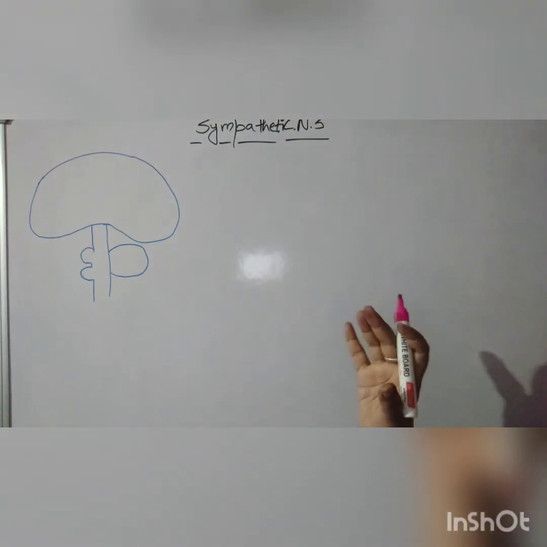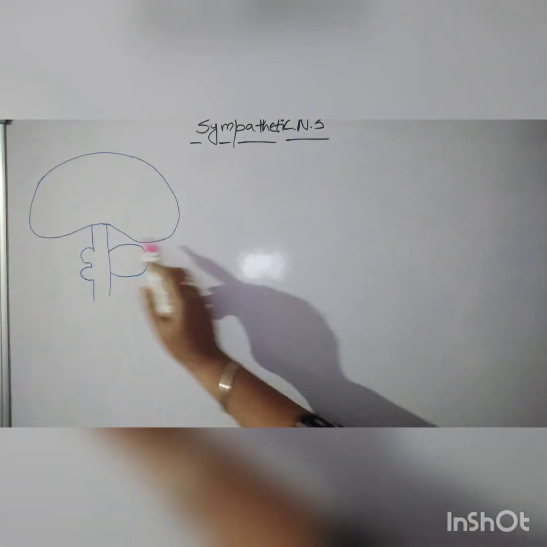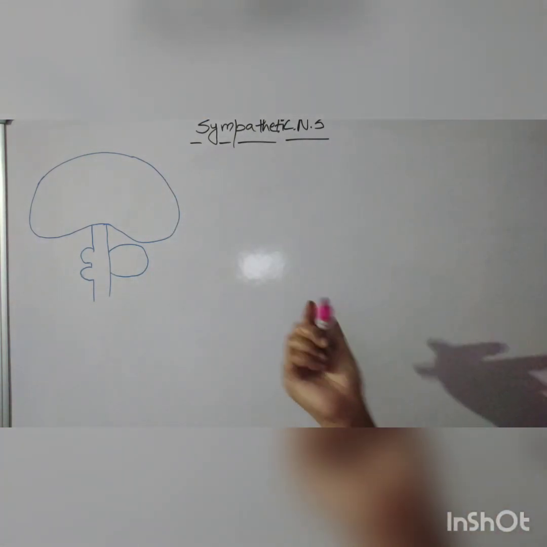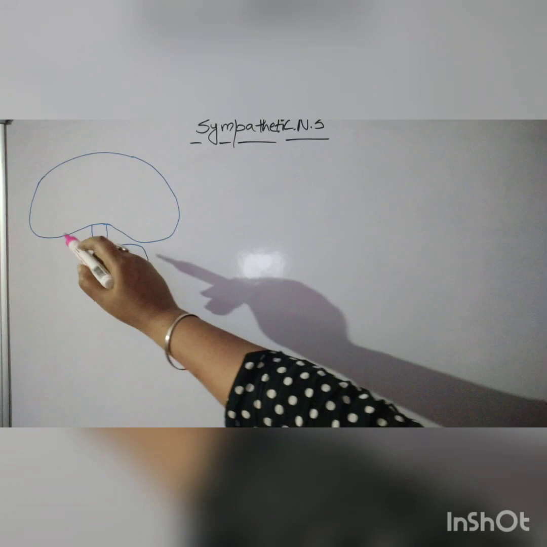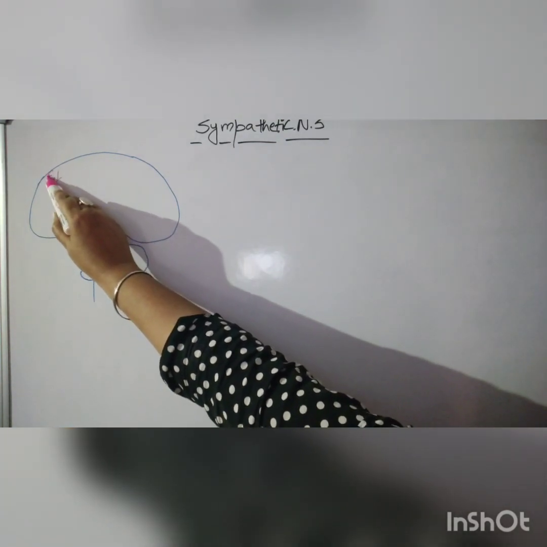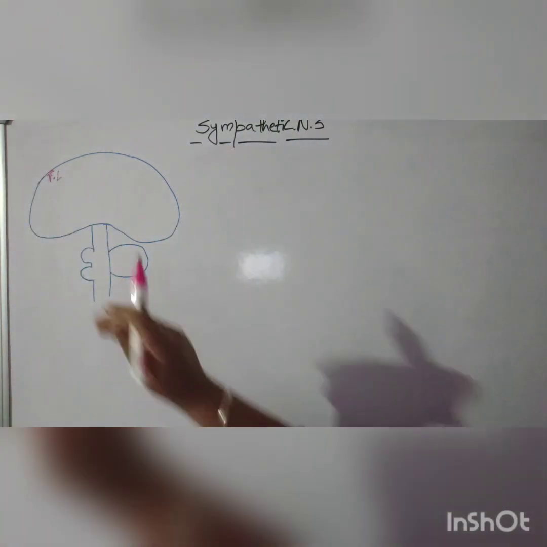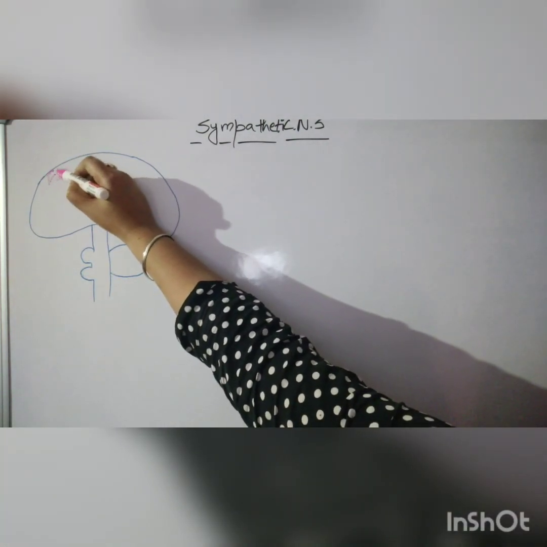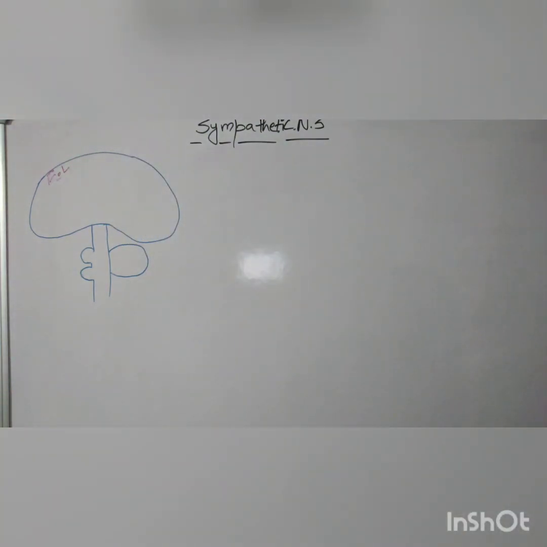How does it work? Suppose this is your brain. This is the lateral part. This is your frontal lobe. I am writing FL, frontal lobe.